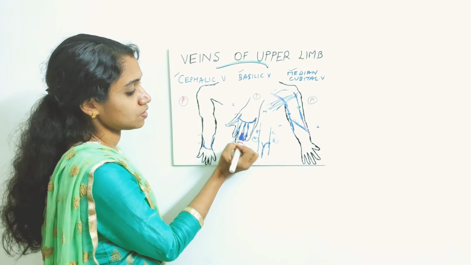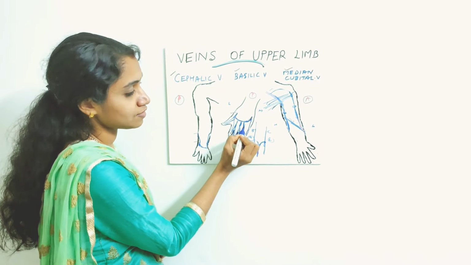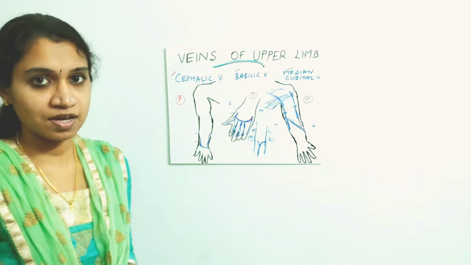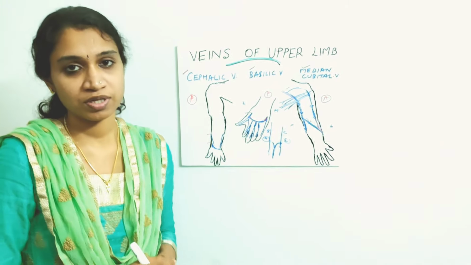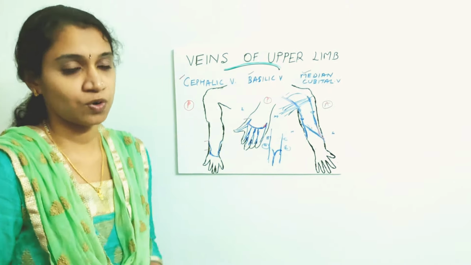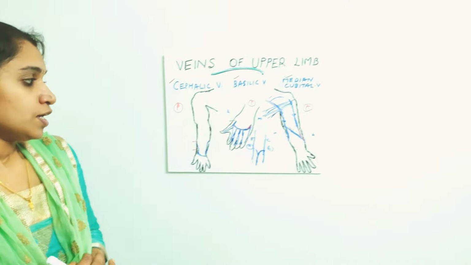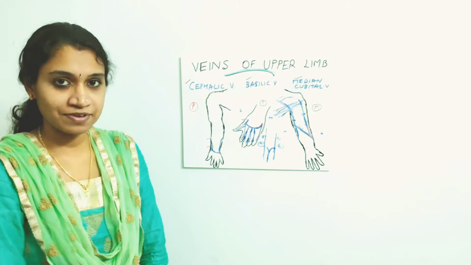All these 3. So like that, 1st, 2nd and 3rd dorsal metacarpal veins are formed, which in turn join to form the dorsal venous network. Okay, hope you understood. That's how dorsal venous network is formed. Now, we'll discuss the first important vein, the cephalic vein.